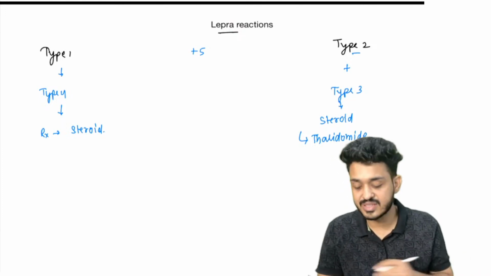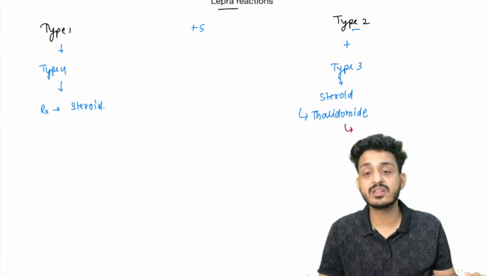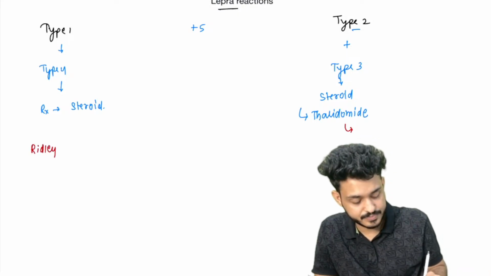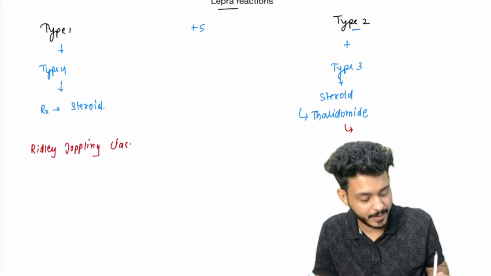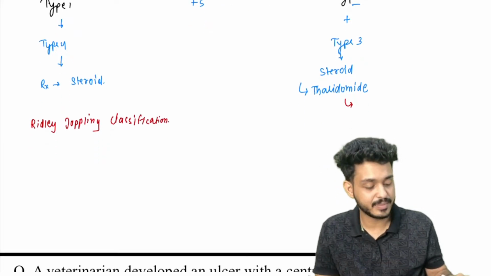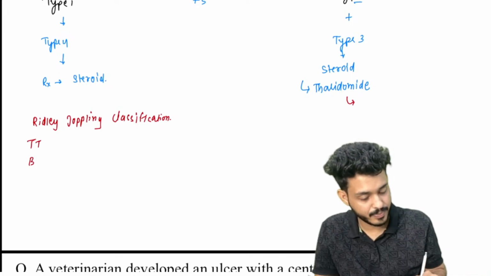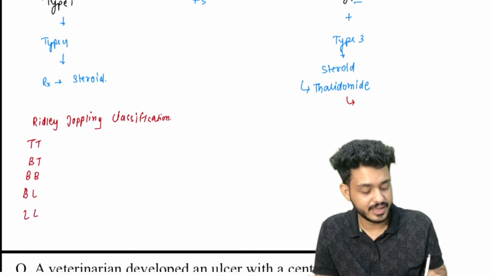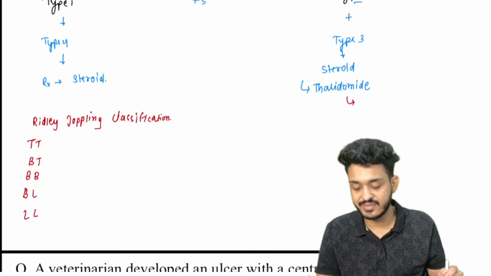And what is the specific side effect of thalidomide? Everyone try to answer. What is the side effect that you will be finding with thalidomide? And the classification that we use for leprosy is known as Ridley-Jopling classification. The side effect of thalidomide, tell me guys. In Ridley-Jopling classification, we divide leprosy into TT, BT, BB, BL, and LL. These are the types of leprosy we divide.